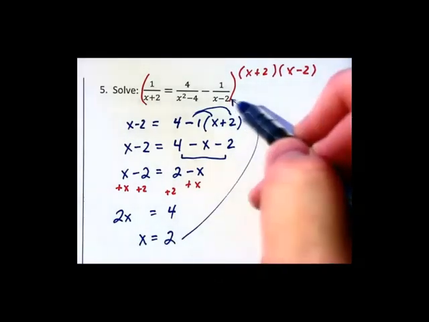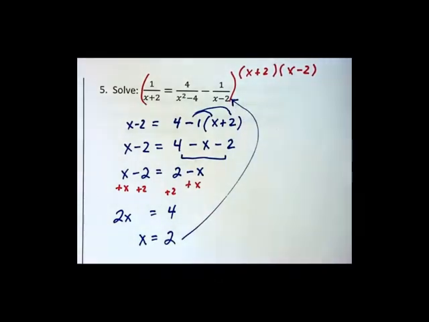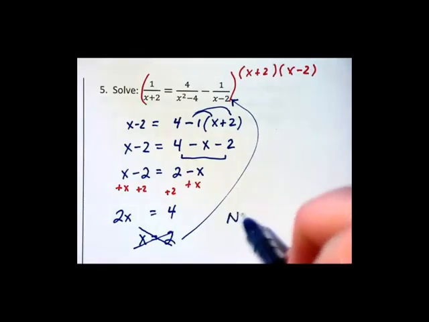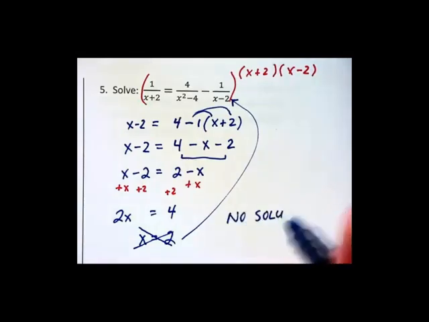But when you look back at the original problem, we notice that 2 will not substitute in without producing a 0 in the denominator, so we have to cross that off and write no solution to this problem.